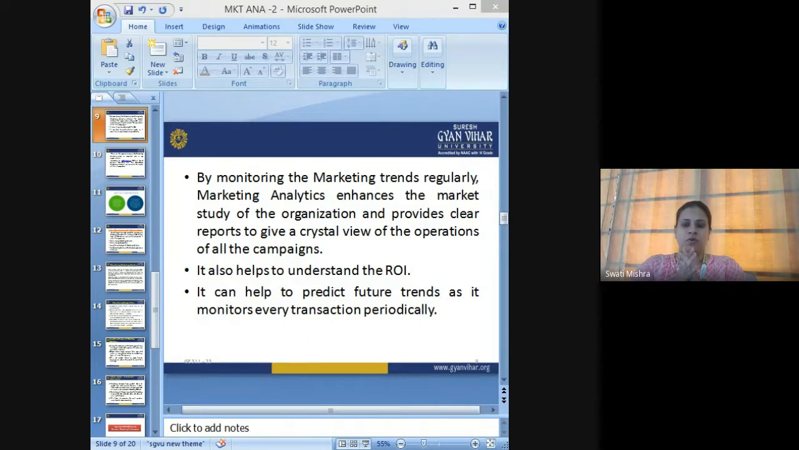So that is why it can tell you how much return has been earned on the investment that was made by the brand on any particular ad campaign. And it can also help you to predict the future trends, as it keeps on monitoring the transactions very periodically. Right?